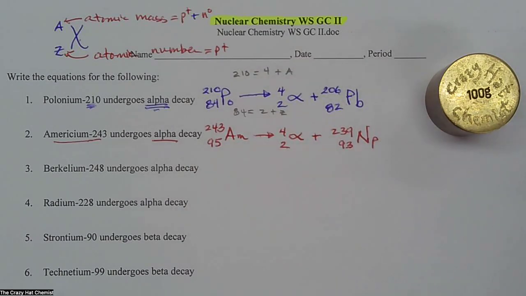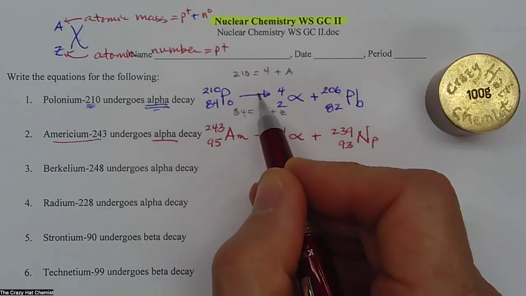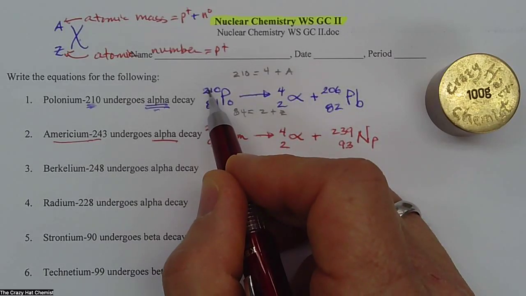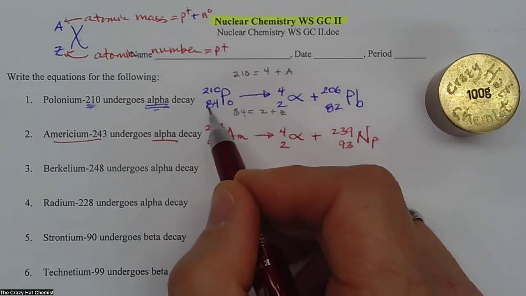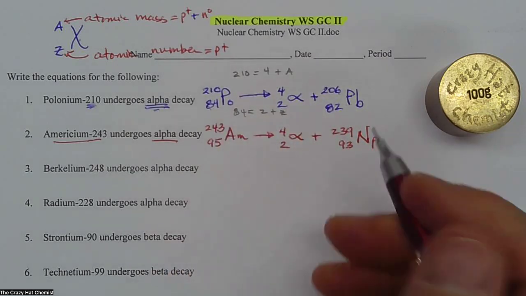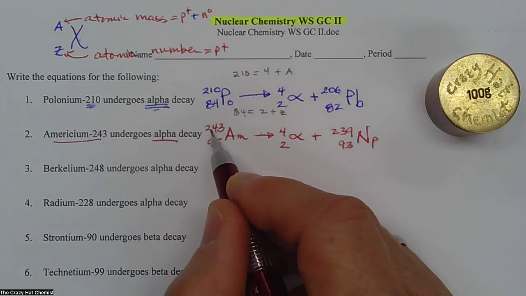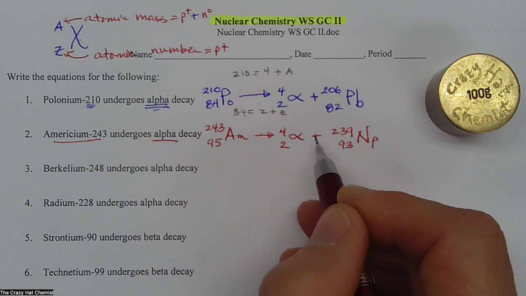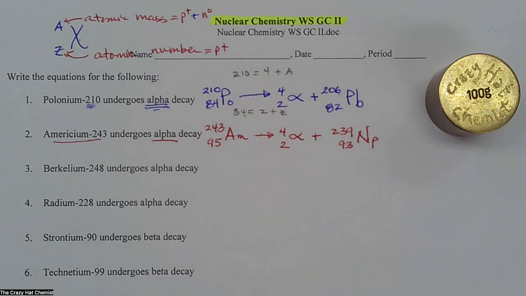There we go. You should be checking your work on every single one of these problems. And how do you check your work? 206 plus 4, does that equal 210? That's correct. 82 plus 2, does that equal 84? Yes, that's correct. 239 plus 4, does that equal 243? Yes. 93 plus 2, does that equal 95? That's correct. All right. So that's how we're going to do that.